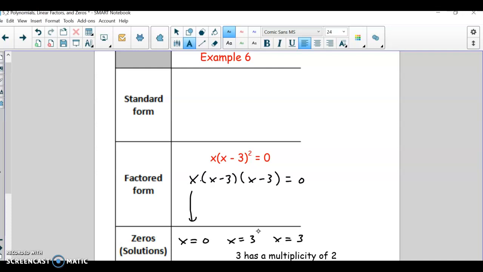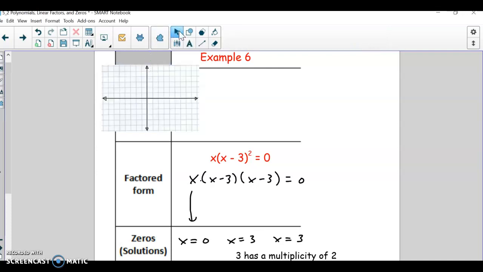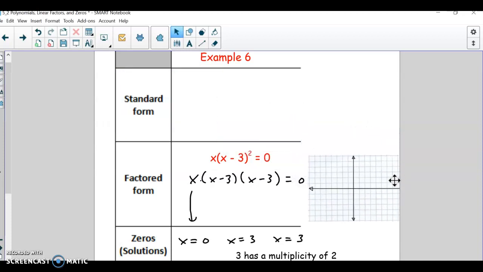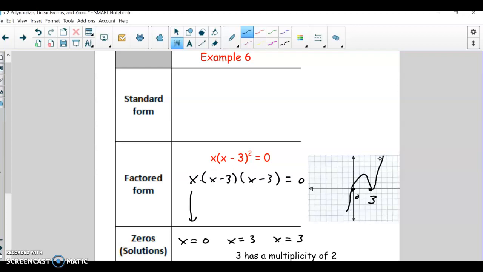Right, and then if we wanted to draw the graph quick, this one would bounce at 3 and cross at 0 also. So we do one spot of x equals 0 and then x equals 3. And then it's going to have that squiggle shape and bounce at 3. So it looks something like that.